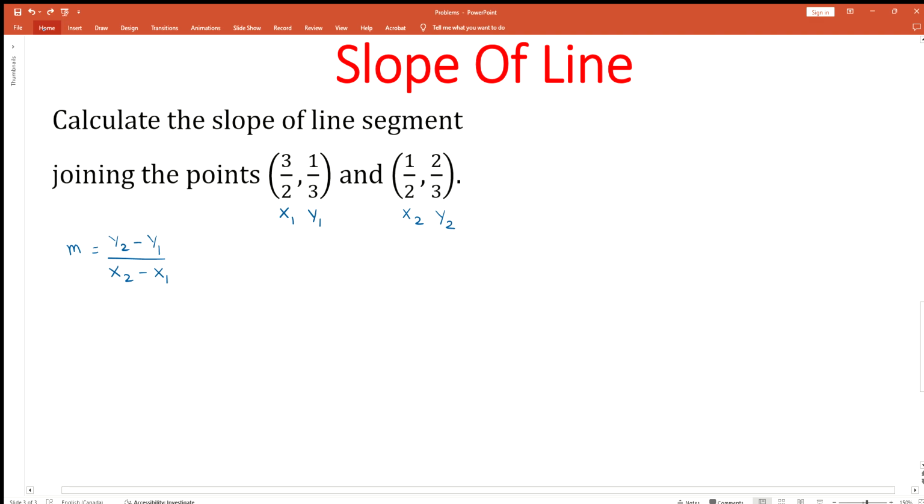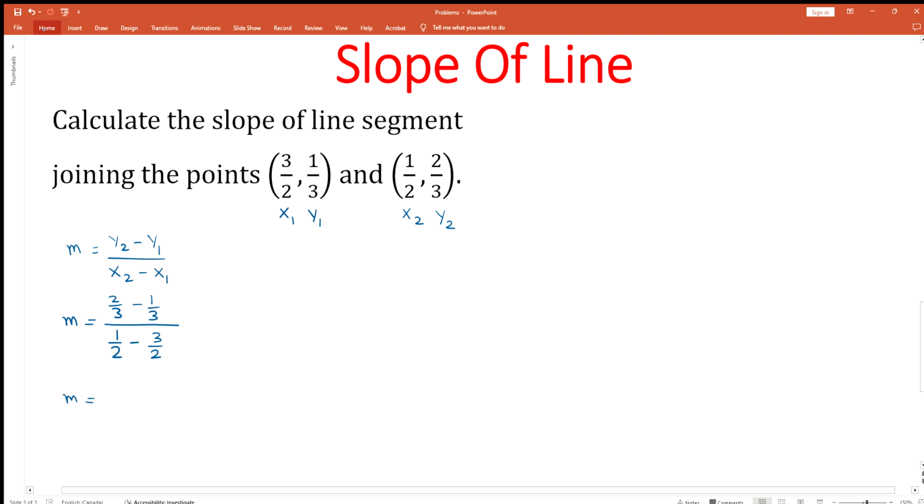We can sub in these values in the slope formula. y2 is 2 over 3, y1 is 1 over 3, x2 is 1 over 2, x1 is 3 over 2. Next, we can evaluate this expression.